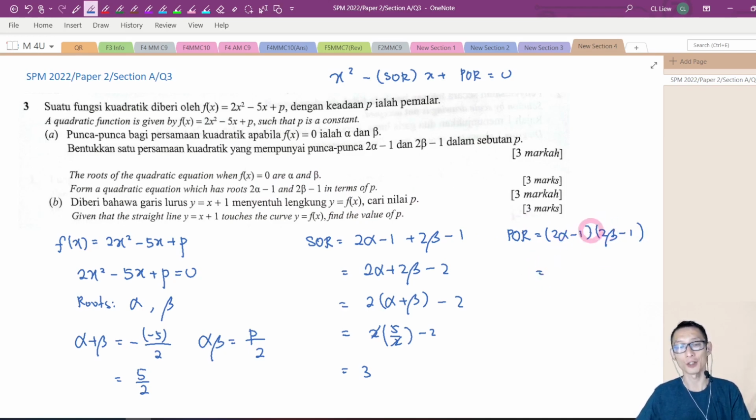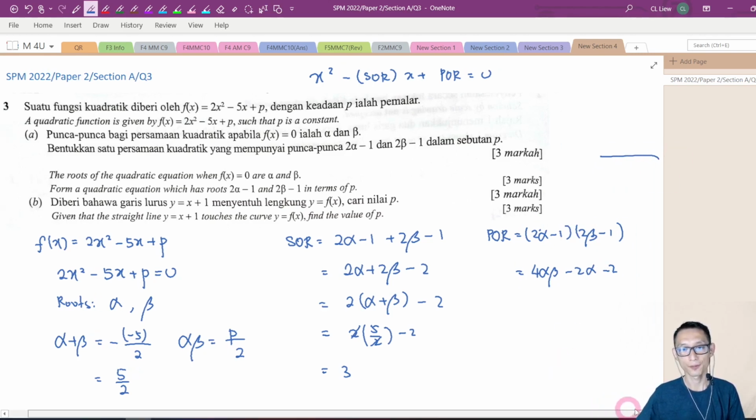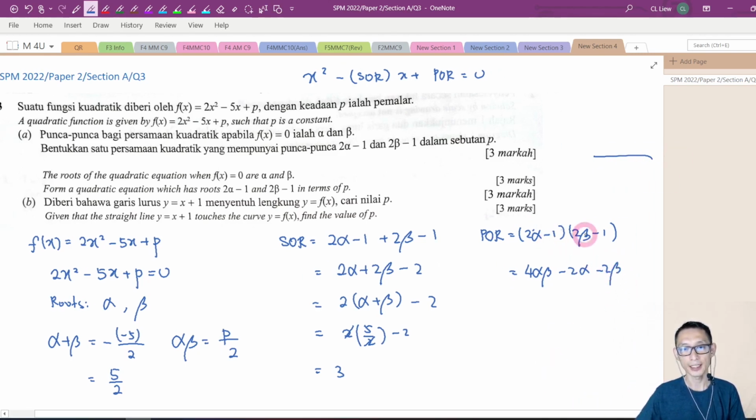Okay, do some expansion over here. 2 times 2 you get 4 alpha beta. Negative 2 alpha. Negative 2 beta. Negative times negative becomes positive. Okay. Alpha beta is equal to this.